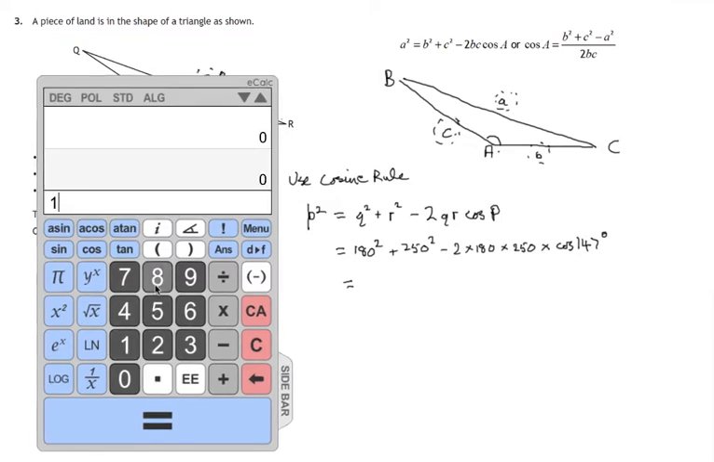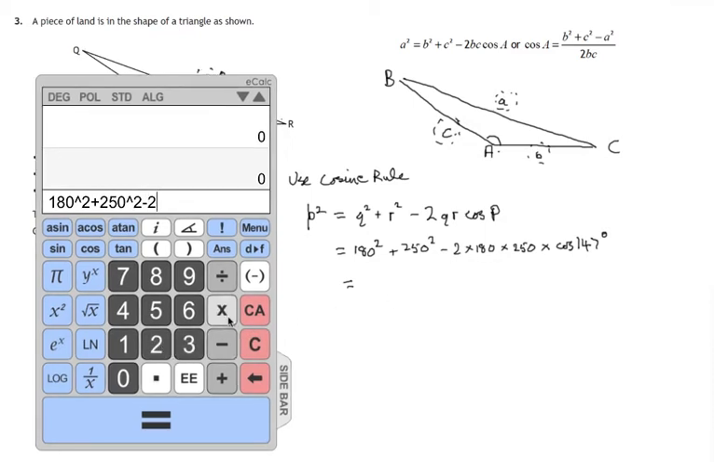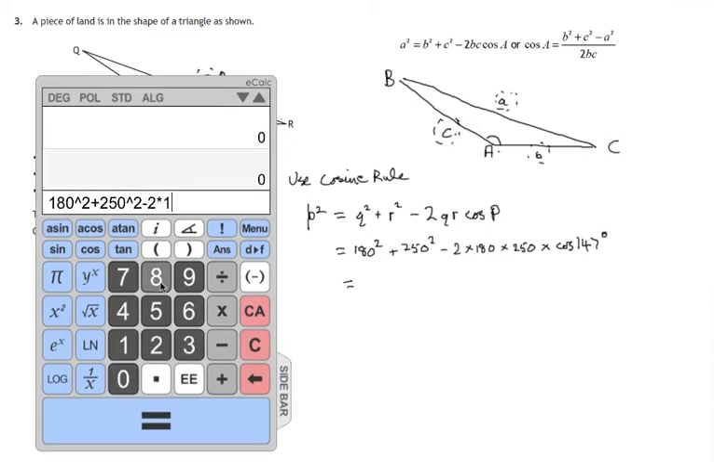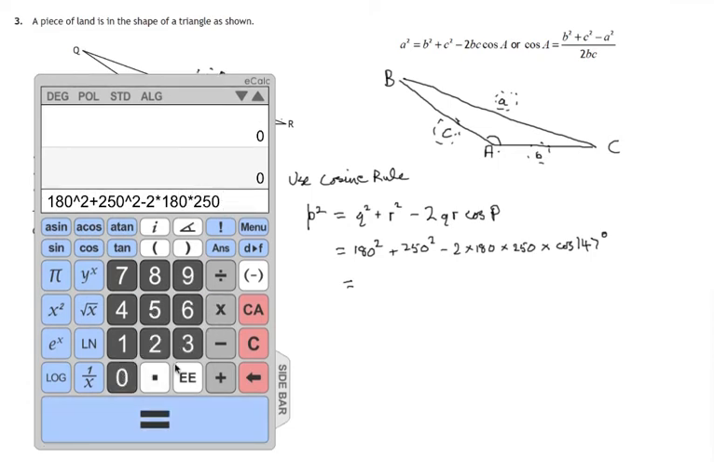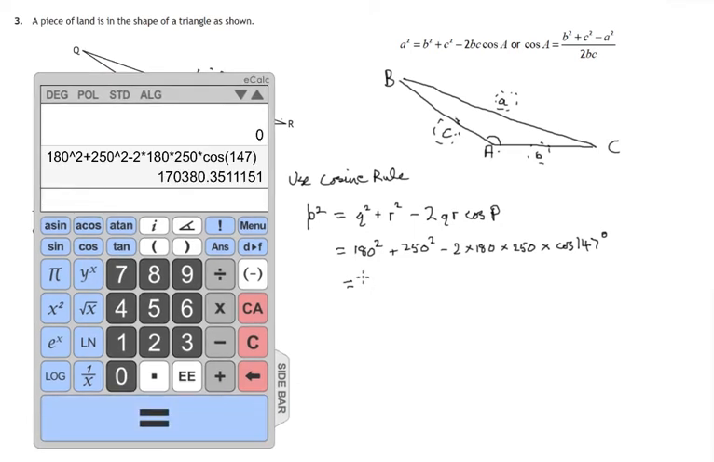So let's go for 180 squared plus 250 squared minus 2 times 180 times 250 times the cosine of 147. Let's see what that all comes to. So there it is, it's 170,380 point, and so it goes on.